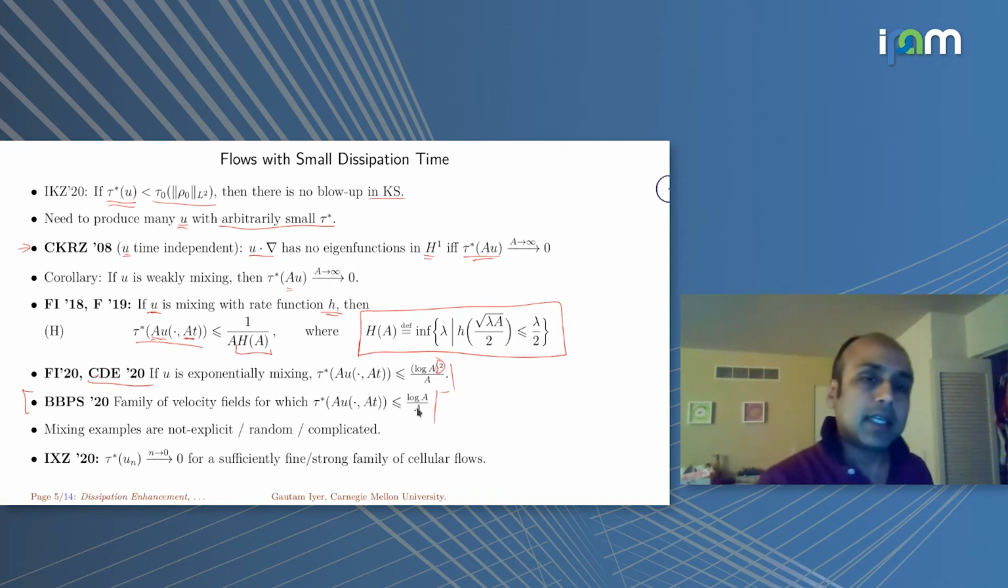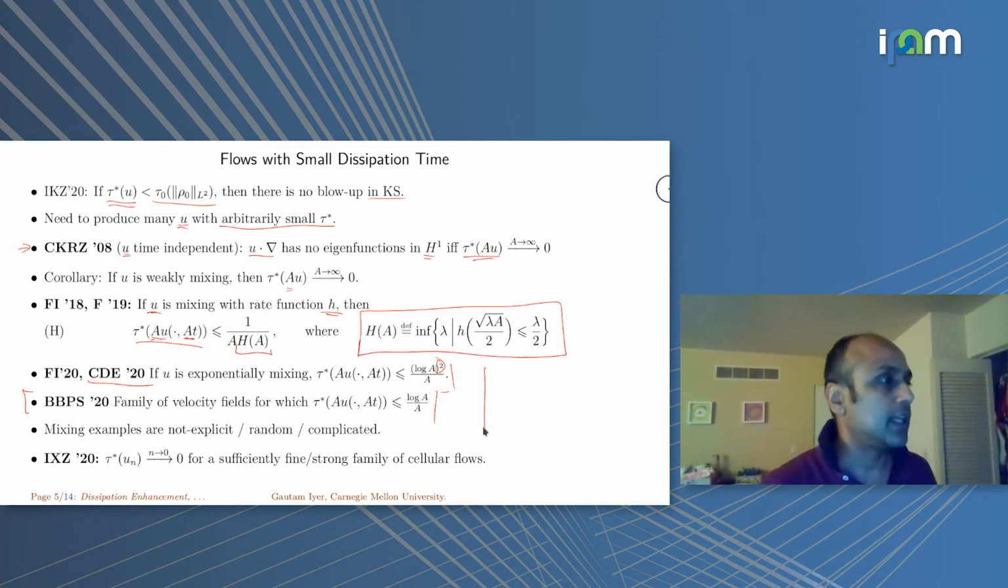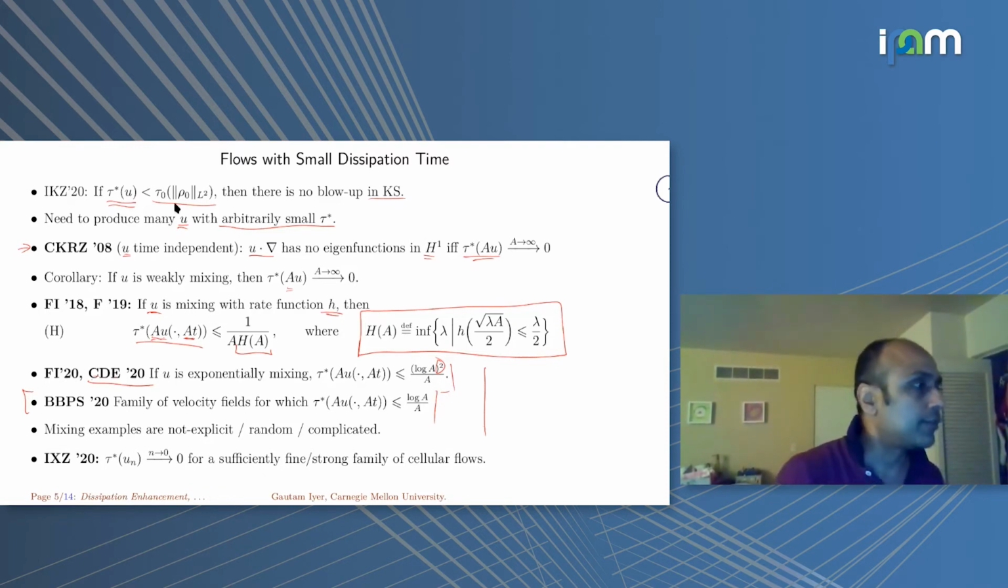But regardless, the point is that if you know something about the mixing rate, then you can rescale the velocity field and make the dissipation time as small as you want. If you make the dissipation time small, then you can stop the blow up in your favorite equation.